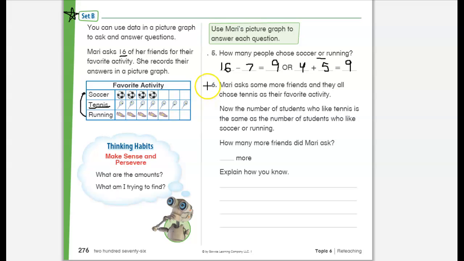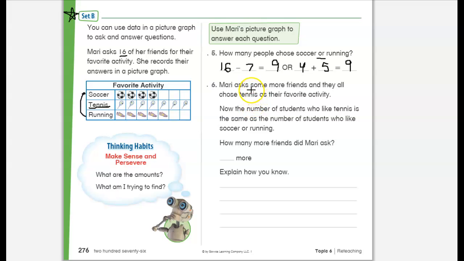On our last problem, number 6, it says, Mary asks some more friends and they all chose tennis as their favorite activity. Now the number of students who like tennis is the same as the number of students who like soccer or running. How many more friends did Mary ask? Explain how you know. Let's think about thinking habits. What are the amounts? What am I trying to find?